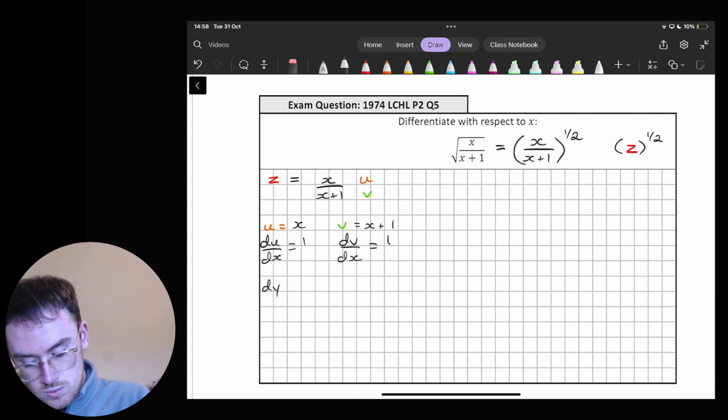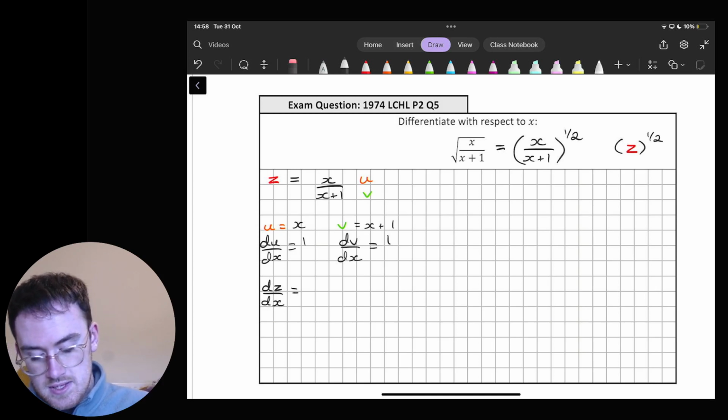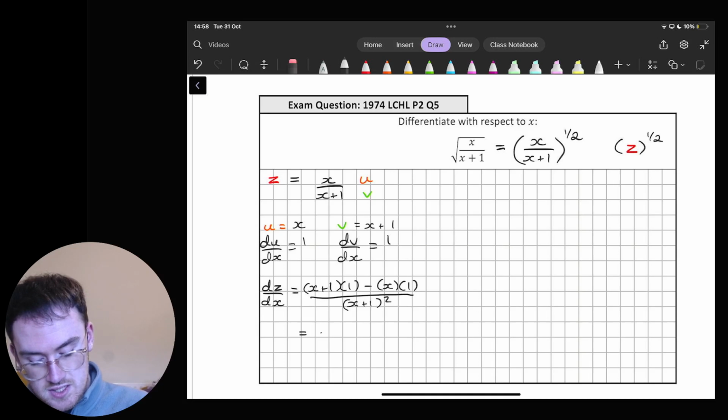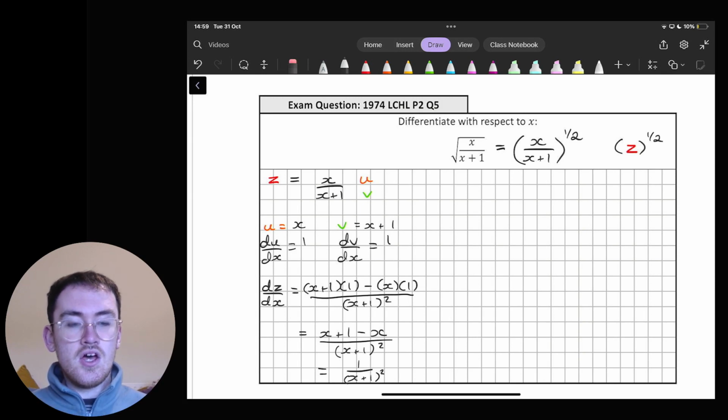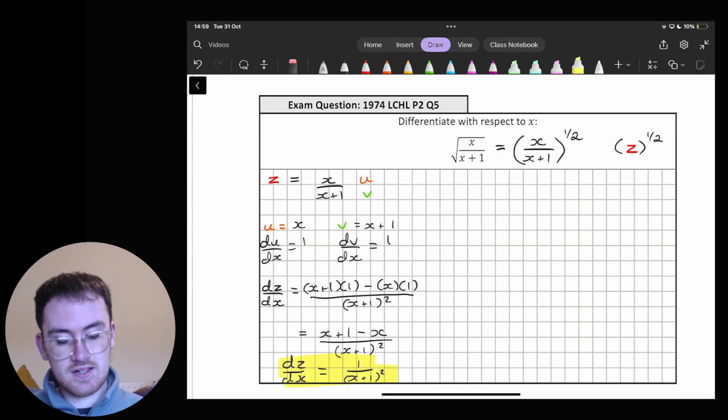So finally my quotient rule, which is going to be dz dx, because remember I've rewritten this function now as z, dz dx is going to be x plus 1 times 1 minus x times 1 all over x plus 1 squared. And reducing all this down, I get x plus 1 minus x all over x plus 1 squared, which is of course just 1 over x plus 1 squared. So that is dz dx, and that's going to be important. Let's just label that and highlight it for ourselves there.